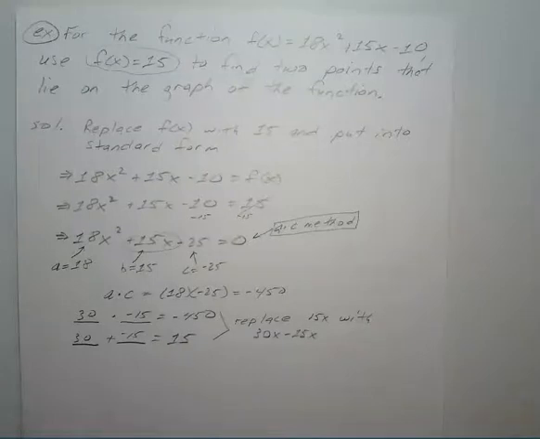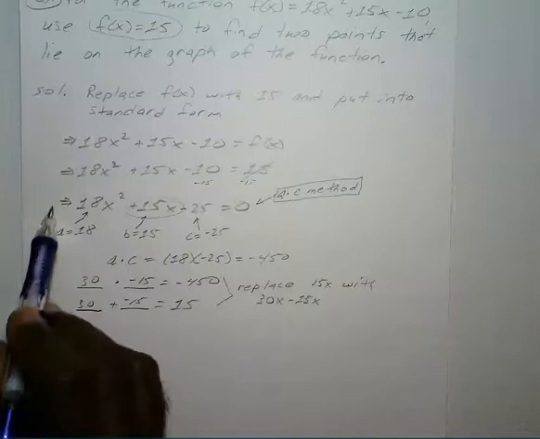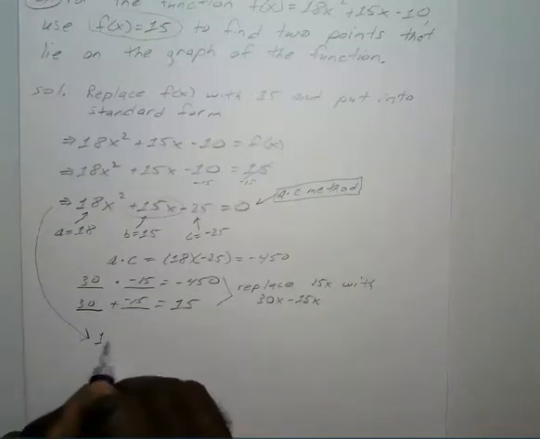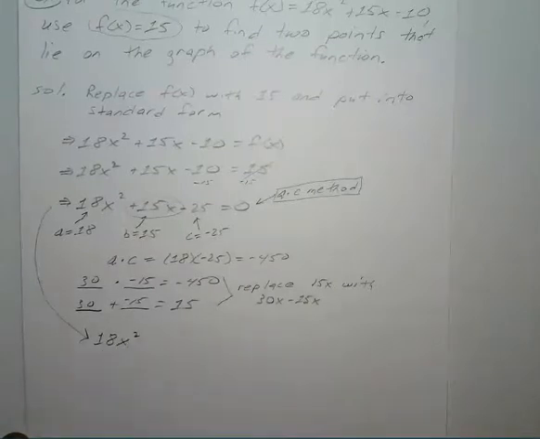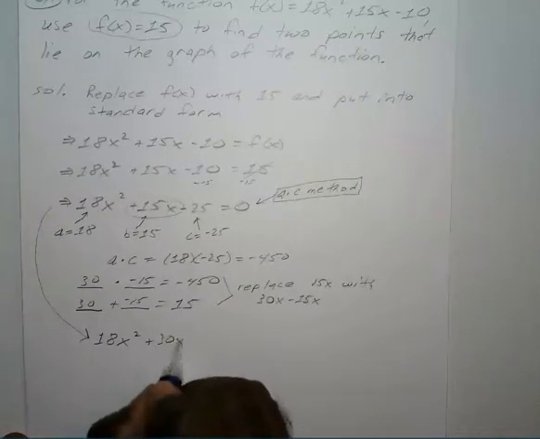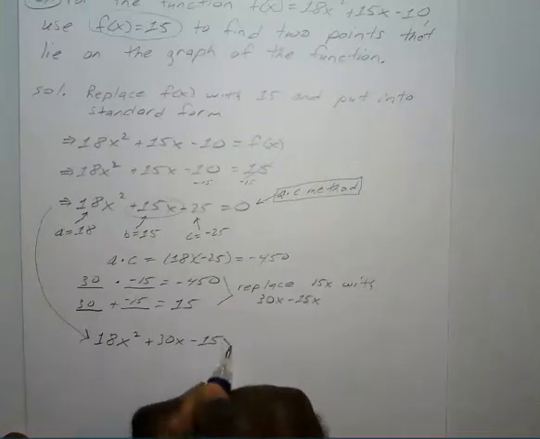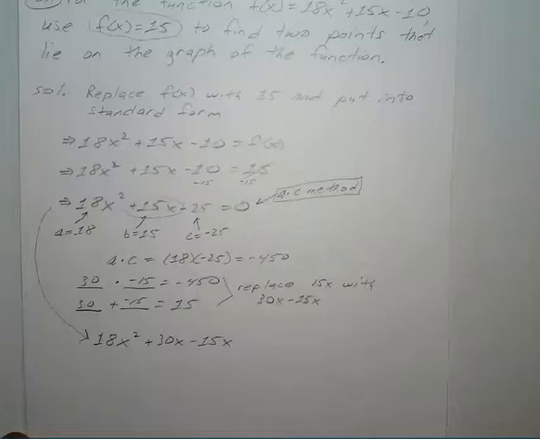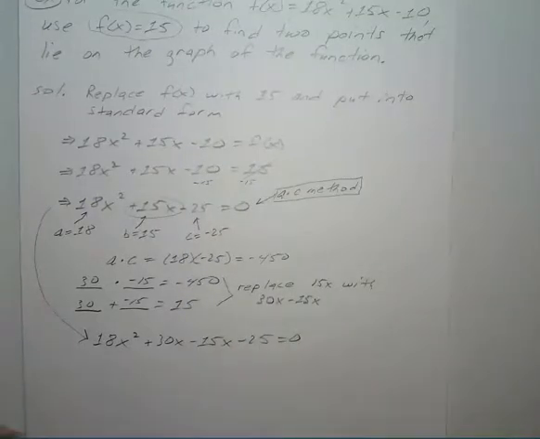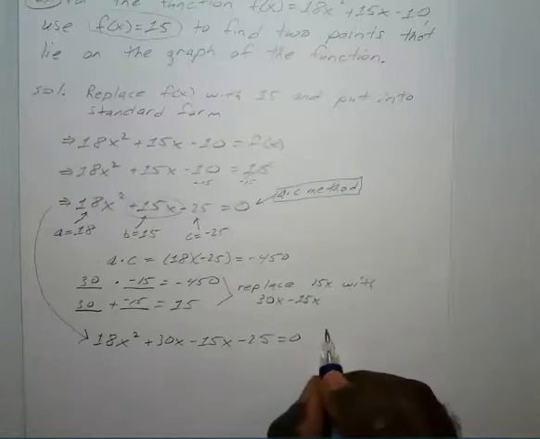Alright, so once we do that, this equation will become 18x squared, and instead of 15x, it will be plus 30x minus 15x, minus 25 equals 0. Now we factor by grouping.